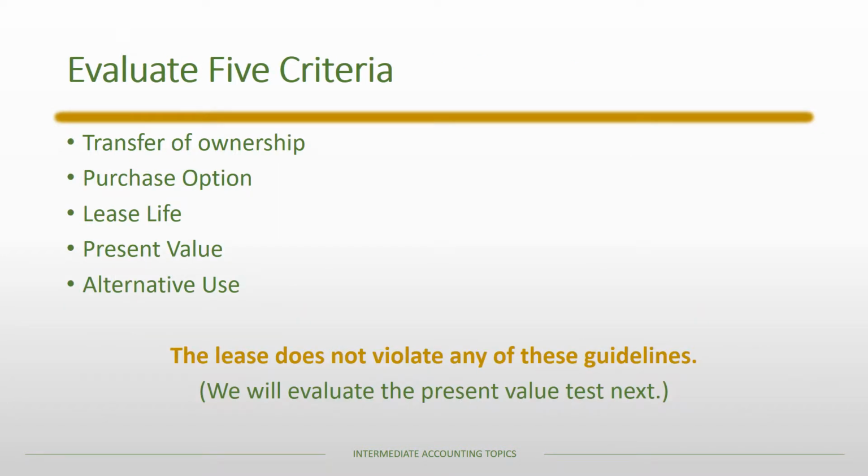Again, just as we always do, we have to evaluate the 5 criteria to suggest whether this should be a finance or an operating lease. As we look through the first 3, transfer of ownership, purchase option, and lease life, none of them suggest that this should be a finance lease. There's also nothing that suggests there's no alternative use for the asset upon its return. And so the only thing that's really left is to walk through the present value calculation to see if it's 90% or more of the fair value of the asset. If it is, then it suggests we should have a finance lease. We'll see.